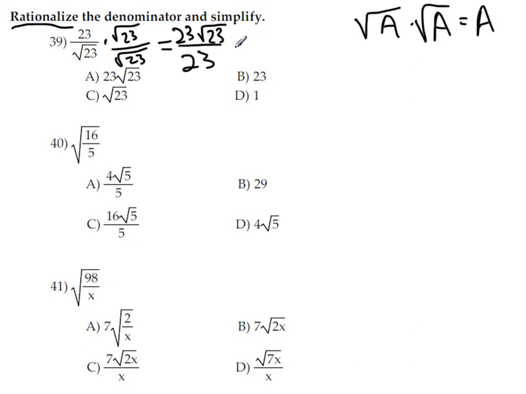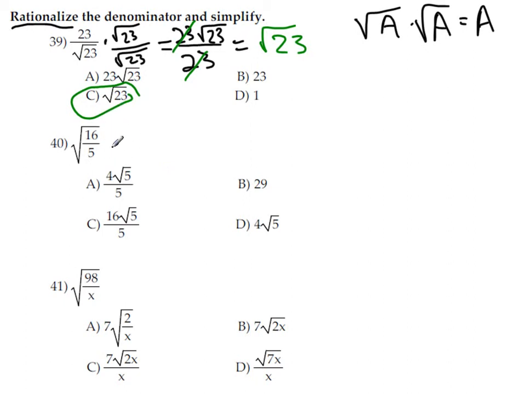But if we're able to, we should simplify. And you might go ahead and see that we have 23 over 23, which cancels out. We're left with 1 times 23. I'm sorry, square root 23. So our answer is just square root 23. Fairly cool answer.